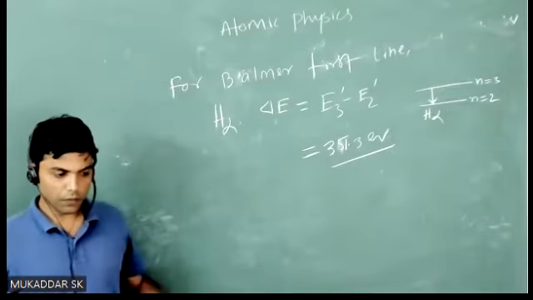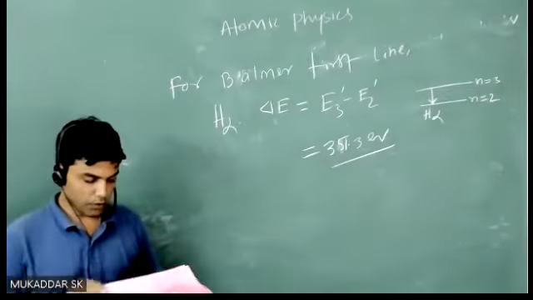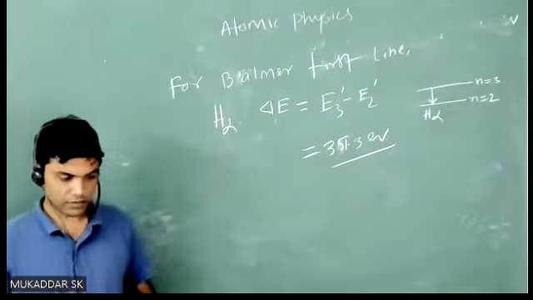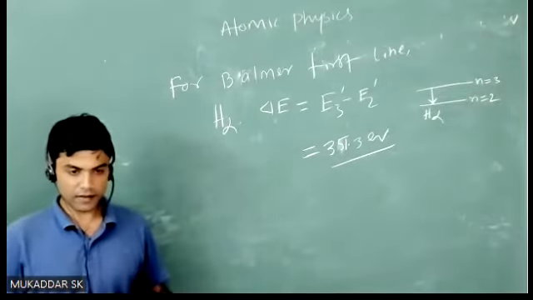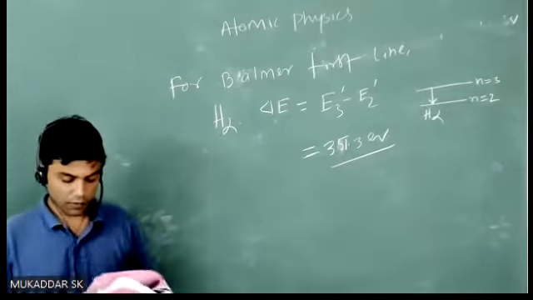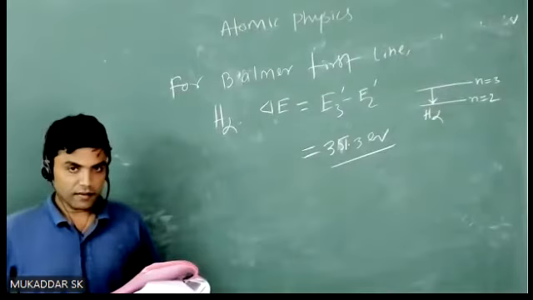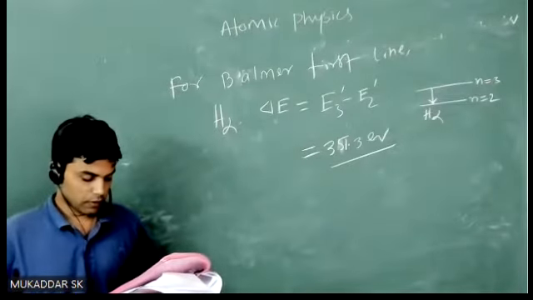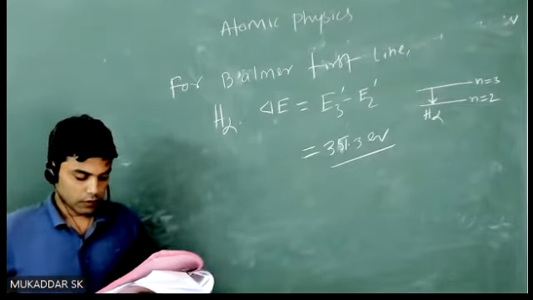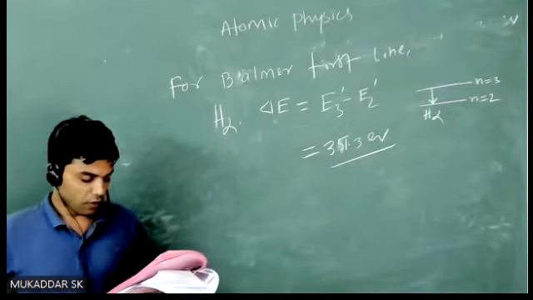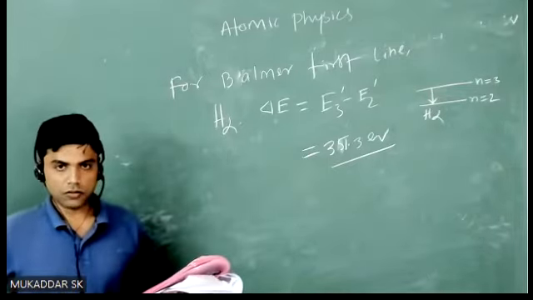Now we'll do one beautiful problem. This is really a beautiful problem. I hope people will enjoy the next two problems. Okay, please write that problem. If a hydrogen atom at rest emits a photon in going from n equals 5 to n equals 1 state.